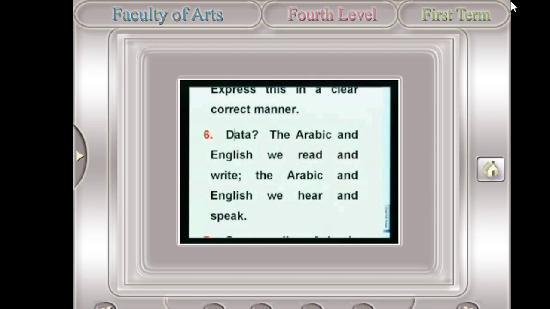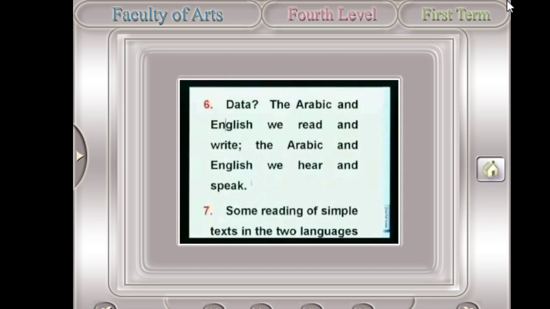We don't need just data, pieces of information thrown on a sheet of paper. The Arabic and English we read and write, this is the data we study. We are not studying something that's far away from us. We just sit at home, read newspapers in Arabic and English, compare them. Take a sentence of Arabic, a sentence of English, compare and contrast them. This is our material.